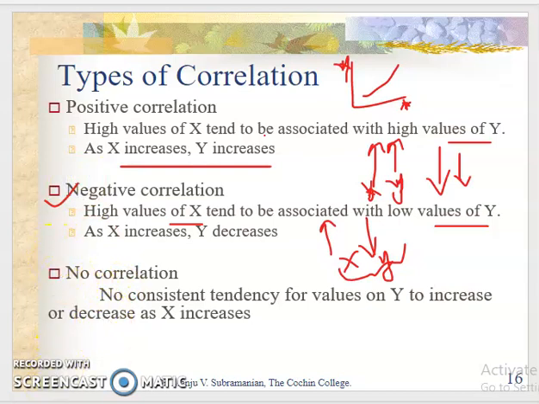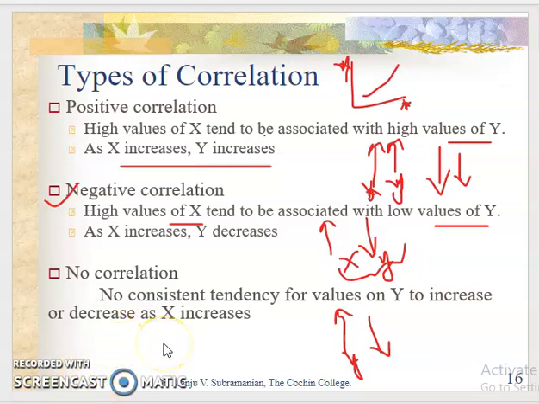For example, the yield of a crop and the price. When the yield increases, the price decreases. That is, if we are getting a particular crop yield high, then the price of that particular product will decrease. So that is a negative type of correlation.